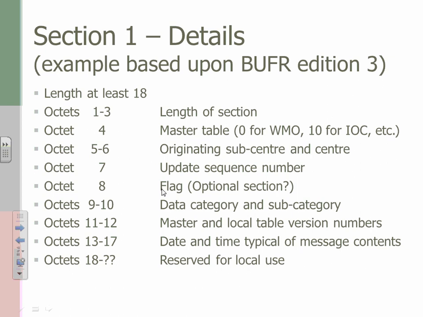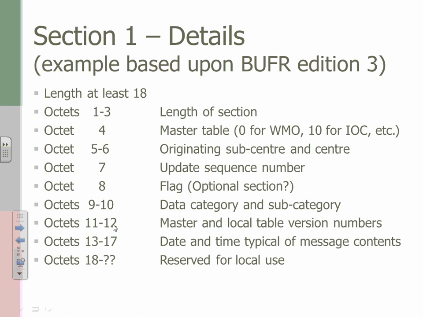Flag. Yes, octet 8 is a flag for whether there is an optional section or not. And octet 9 to 10 is the data category and subcategory. So from this part, we can know what kind of data this is, SYNOP or TEMP or satellite or oceanography or anything else. This also refers to another code figure table, code tables.